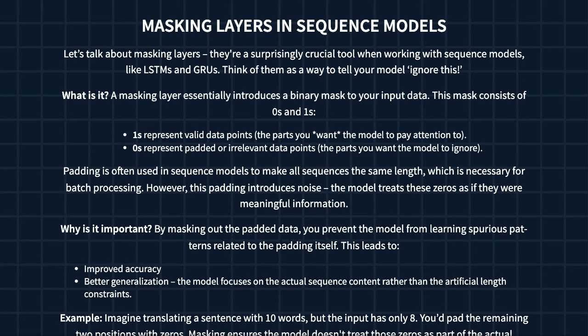Okay, so let's dive into masking layers. They are super useful when you're working with sequence models like LSTMs and GRUs. Basically, a masking layer is like a little flag that tells your model, hey, ignore this part. It works by creating a binary mask, ones for the good stuff and zeros for padding. Padding is often added to make all sequences the same length when you're batching them up. But if your model sees these zeros, it can learn incorrect patterns based on that padding. Masking removes those zero padding errors, resulting in more accurate results and better overall performance.